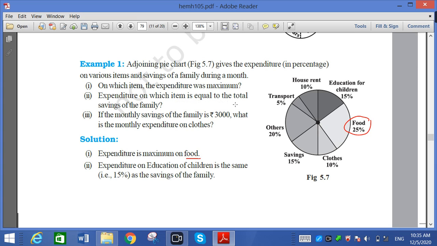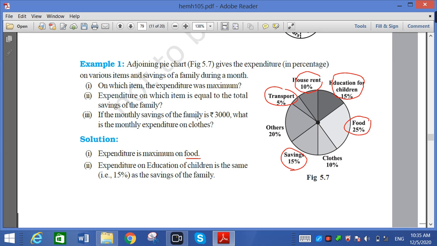Expenditure on which item is equal to the total saving of the family? So saving of family is 15%. That we have to find out. Now transport plus house rent we can say 15, or we can say education for children is also 15. So expenditure on education of children is the same as the saving. Question is expenditure on which item is equal to the total saving of family. So family saving is 15. So education for children is also 15.